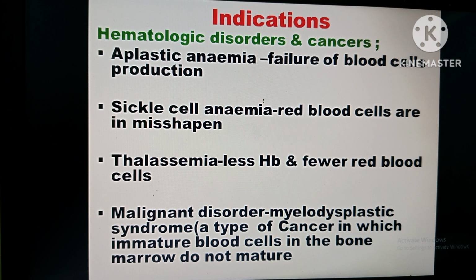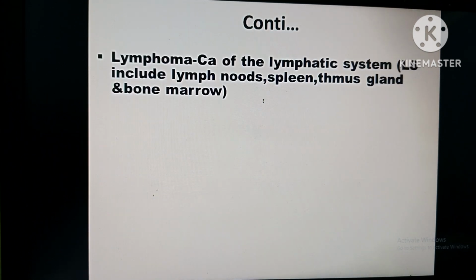Malignant disorder: myelodysplastic syndrome means a type of cancer in which immature blood cells in the bone marrow will not mature. If they do not mature, the production of the three types of blood cells will not take place. The client will be suffering. So, of course, it is required.